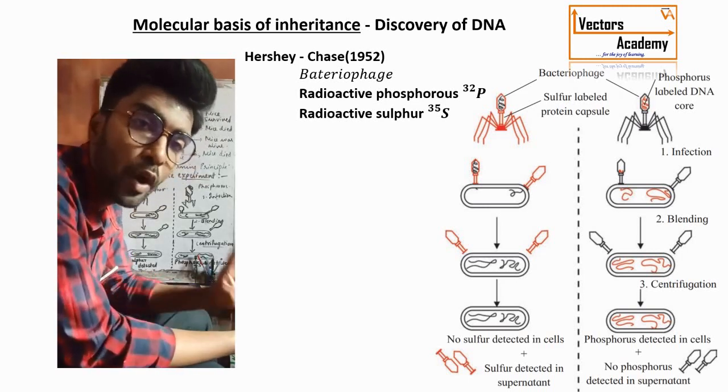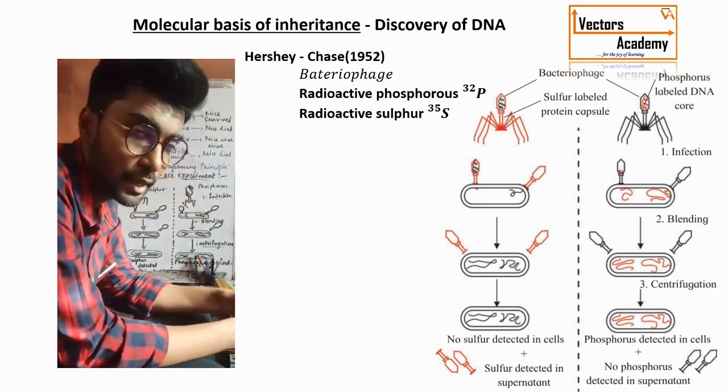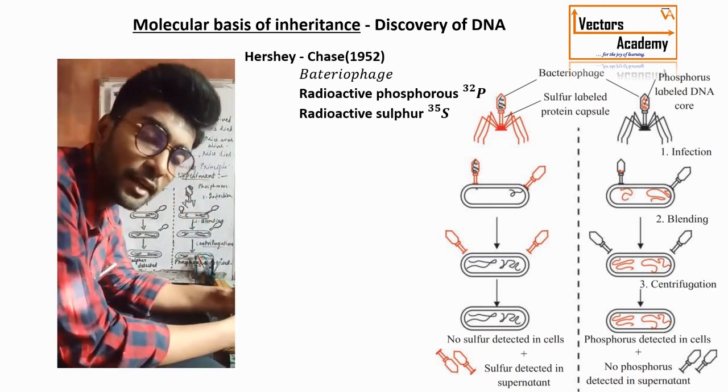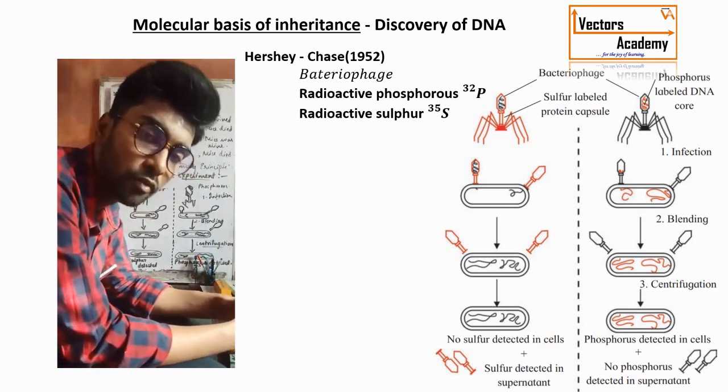So these are the two experiments conducted by the scientists. One is Frederick Griffith and the second is Hershey and Chase, to prove that DNA is the genetic material in living organisms.